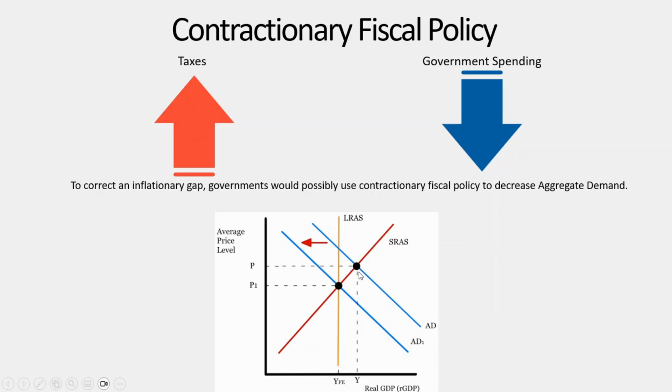For contractionary fiscal policy, you start with an inflationary gap. You have an inflationary gap right here, where the two intersections are. What's going to happen is they'll do a contractionary fiscal policy. They'll decrease aggregate demand by decreasing government spending or increasing taxes, which will cause a leftward shift, and we'll get back to full employment.